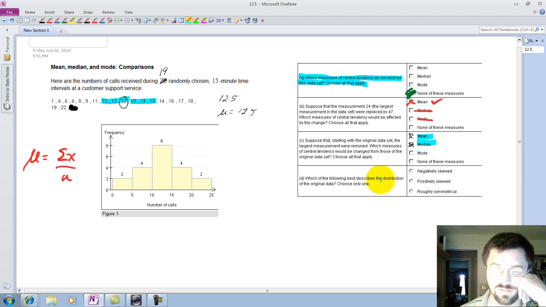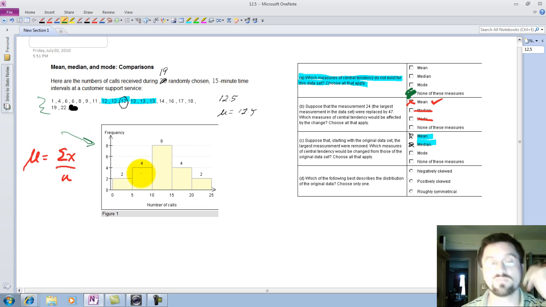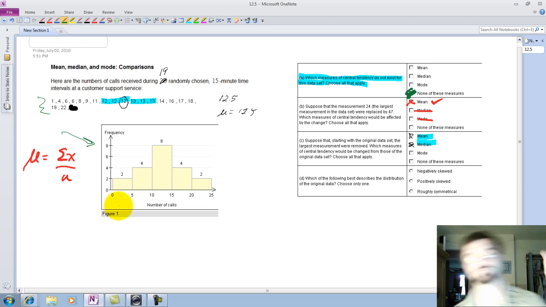Lastly, which of the following best describes the distribution of the original data? Now, they were very nice to you guys, and they organized this data up here into this histogram down here. And because it's organized into a histogram, we can readily see that it's roughly symmetric. We can't say it's exactly symmetric, because we have classes here, and in organizing it into classes, we lose some of the precision that we observe when we see the actual numbers. So if we had a class width of 1, we would see that it's not exactly symmetric, it's roughly symmetric.